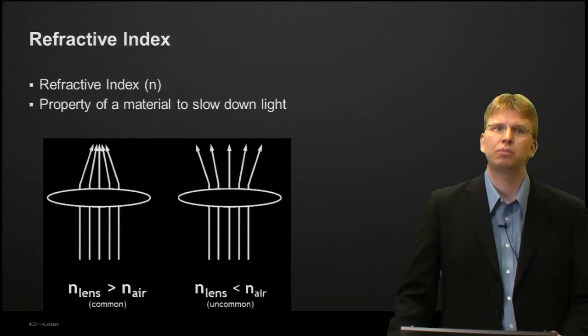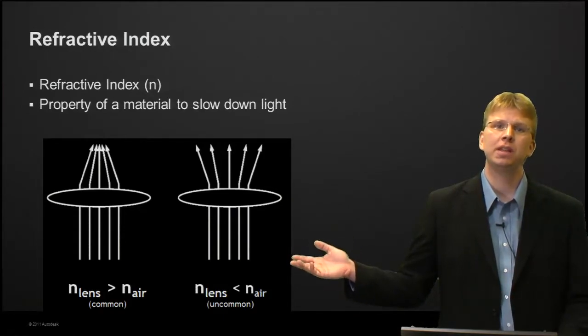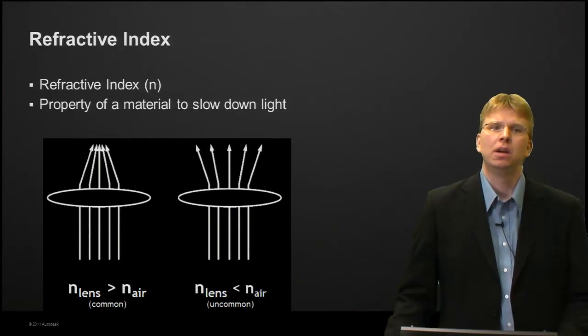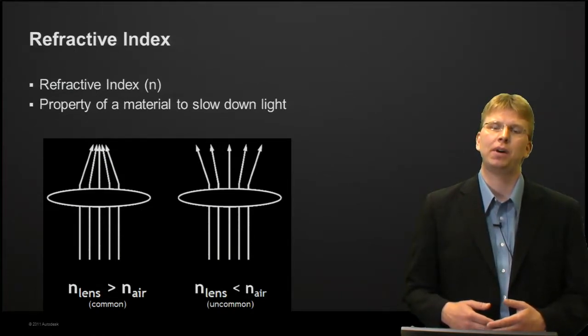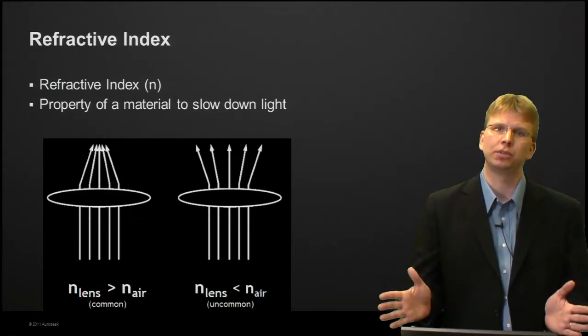Refractive index, also abbreviated as N, is a property of a material to slow down light. As you see in the image off to the left, when the lens material has a refractive index that's greater than air, it causes it to converge. And when we have the opposite, it will diverge.